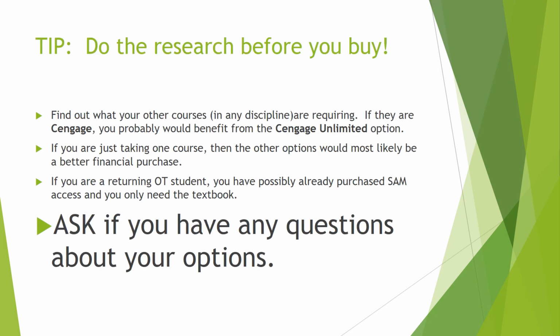So tip, do the research before you buy. Find out what your other courses in any discipline are requiring. If they're Cengage, you're going to have a great deal with Cengage Unlimited. If you're just taking one course, then the other options would most likely be a better bang for your buck. And if you are a returning OT student, you have possibly already purchased SAM, so you only need the textbook. You can get an ebook relatively inexpensively, around $52 through the bookstore.